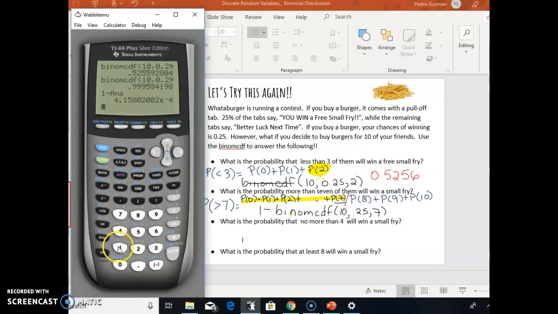Let me show you one other way. What I usually do is I just type this whole string right here in: 1 minus binomcdf, second vars, choose B, or I would choose B. You need to check, yours might not be B. Put in the same things, and we get 0.0004 this way as well.